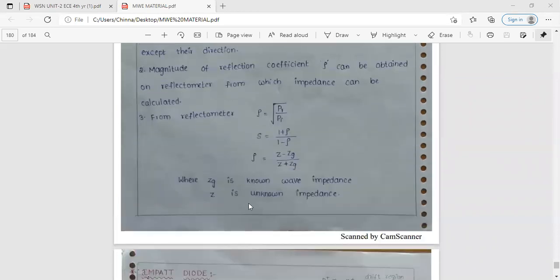So we have the formula, rho is equal to square root of PR by PI. S is equal to (1 plus rho) by (1 minus rho). And rho is equal to (Z minus ZG) by (Z plus ZG), where ZG is the wave impedance and Z is the unknown impedance. This is the formula for that particular representation.